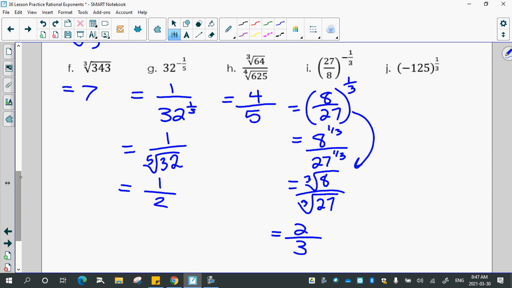Okay, negative 125 to the 1/3. So that means the 3rd root of negative 125. We're not used to being able to have negative signs under a root, a radical symbol, are we? But 3rd root, it's okay, because negative 5 to the power of 3 is negative 125. You see that? So odd roots can have negatives, whereas even cannot have negative under them. Odd can.